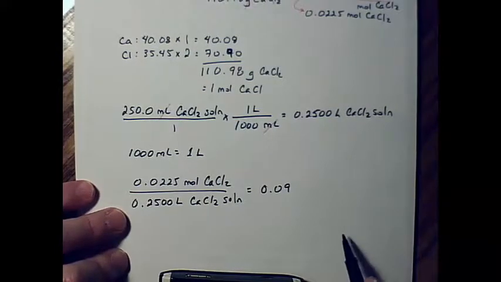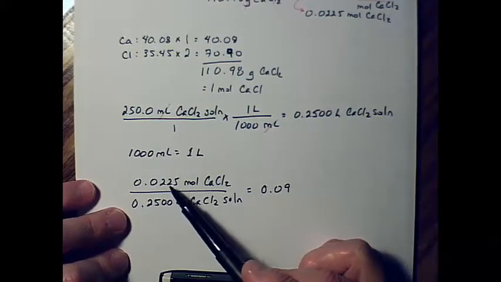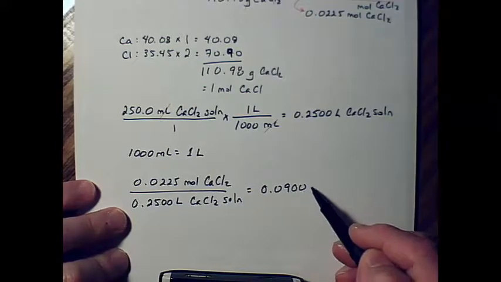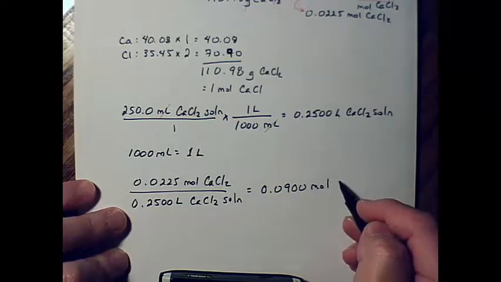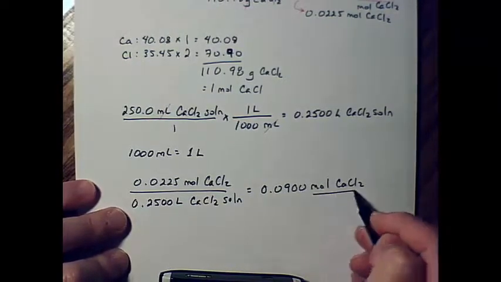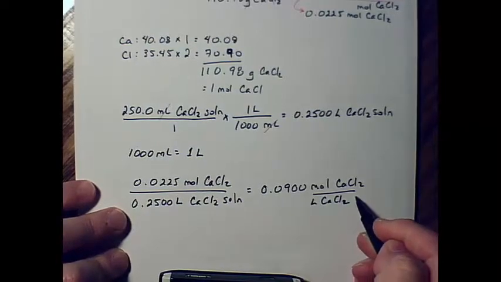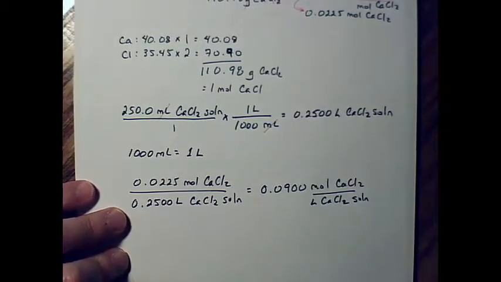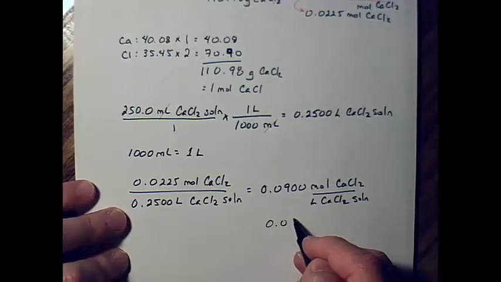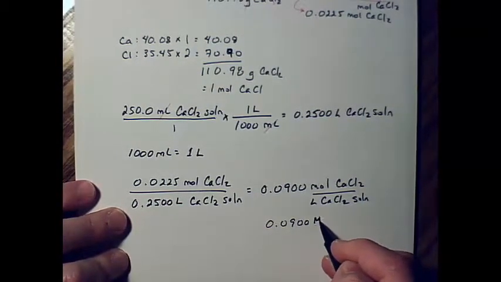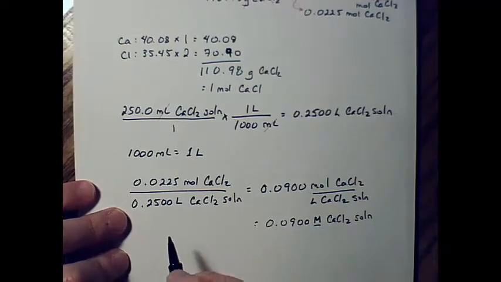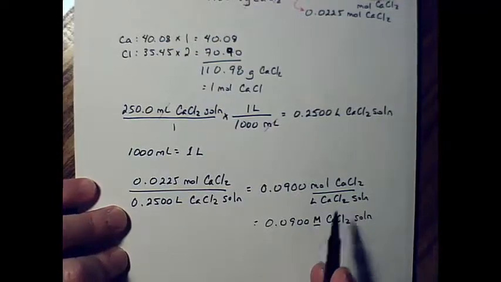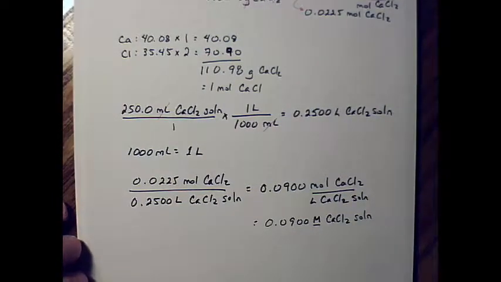That's what's on the calculator. But I need 3 digits because this number has the least number of digits, so I need to put 2 zeros here. That's moles of calcium chloride over liters of calcium chloride solution. But that is 0.0900 molar calcium chloride solution. Okay, that's the same thing, because moles of the solute over liters of the solution is molarity or molar concentration.